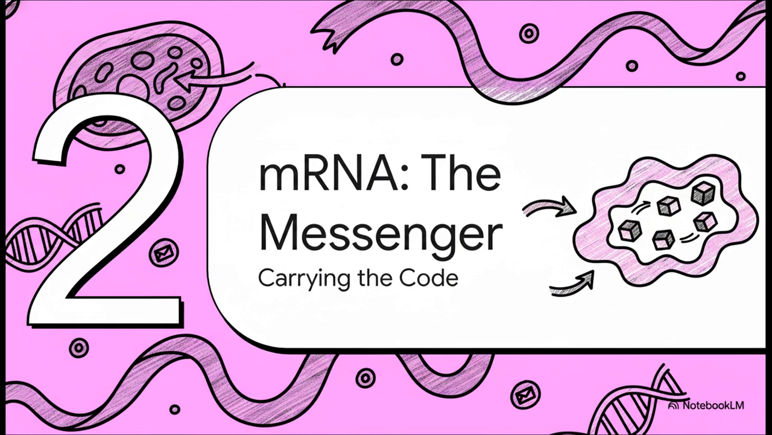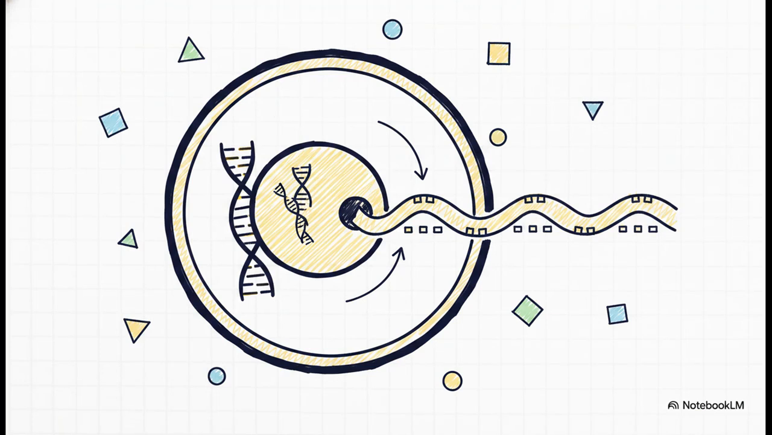Section 2, mRNA, the genetic messenger. Meet messenger RNA, or mRNA. Through a process called transcription, an enzyme called RNA polymerase reads a specific segment of the DNA blueprint and synthesizes a complementary mRNA strand. So this mRNA is our middleman. It carries the genetic code from the nucleus out into the cell's cytoplasm.